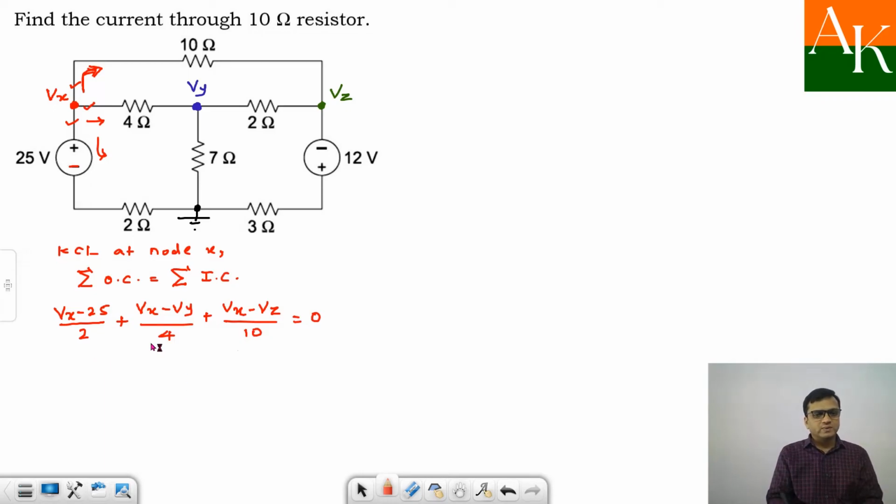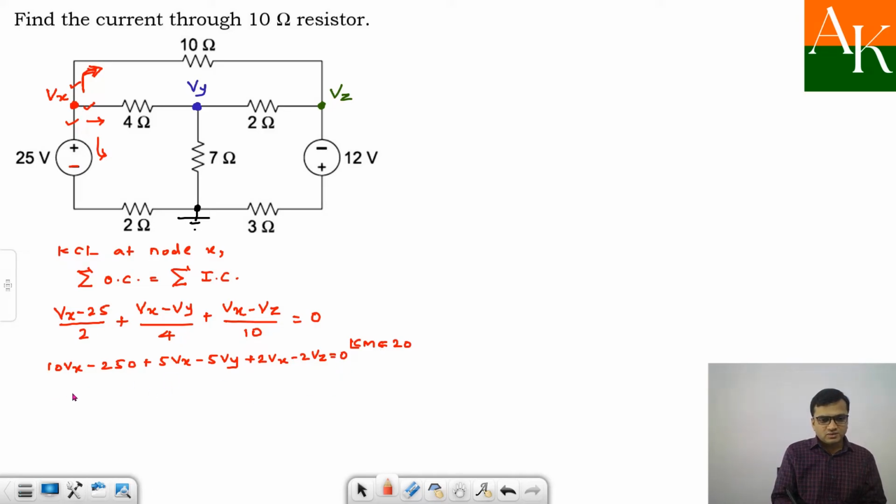So the LCM over here is 20, so I will multiply throughout by 20. So I will have 10 Vx minus 250 plus 5 Vx minus 5 Vy plus 2 Vx minus 2 Vz is equal to 0. So you can write this in equation format, and here I will have 17 Vx minus 5 Vy minus 2 Vz is equal to 250, and this is my equation number 1.